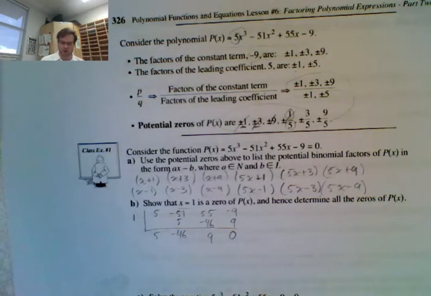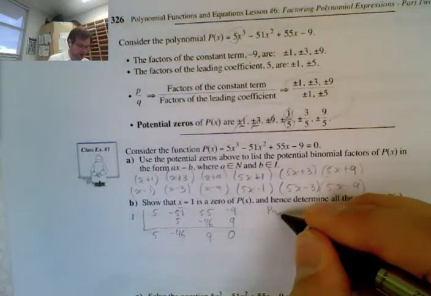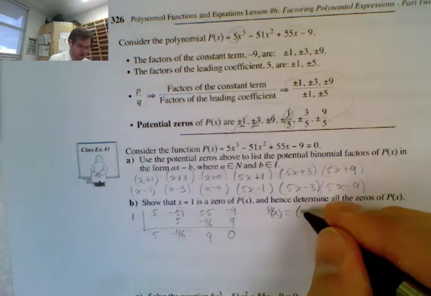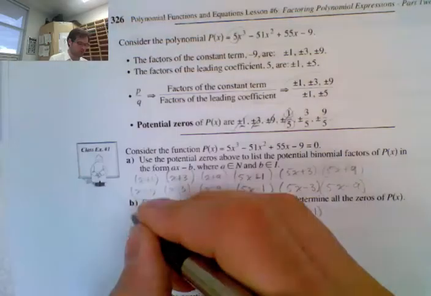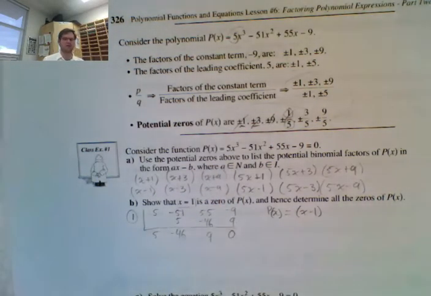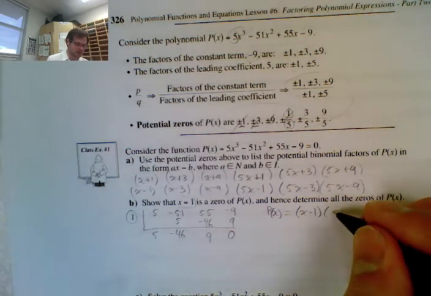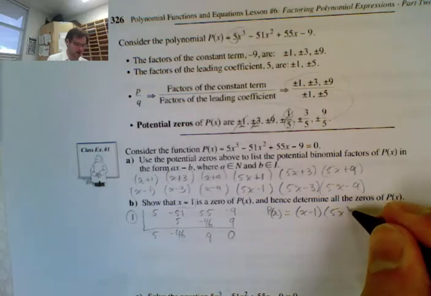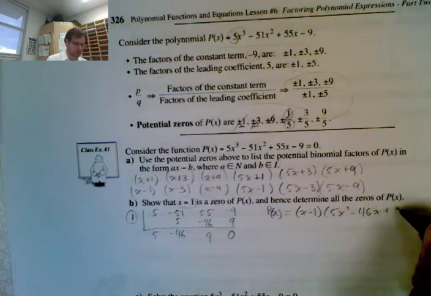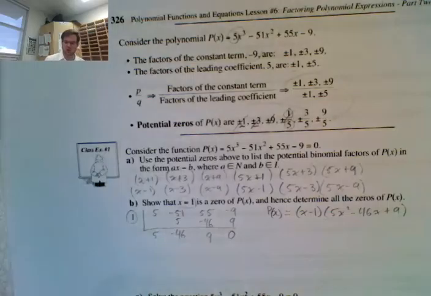Okay? So we now know that p of x is equal to x minus 1, because remember, we make this equal to 0, so we move the 1 over to make it equal to 0, all multiplied by 5x squared minus 46x plus 9. Okay? So now we're going to try and factor this one here.